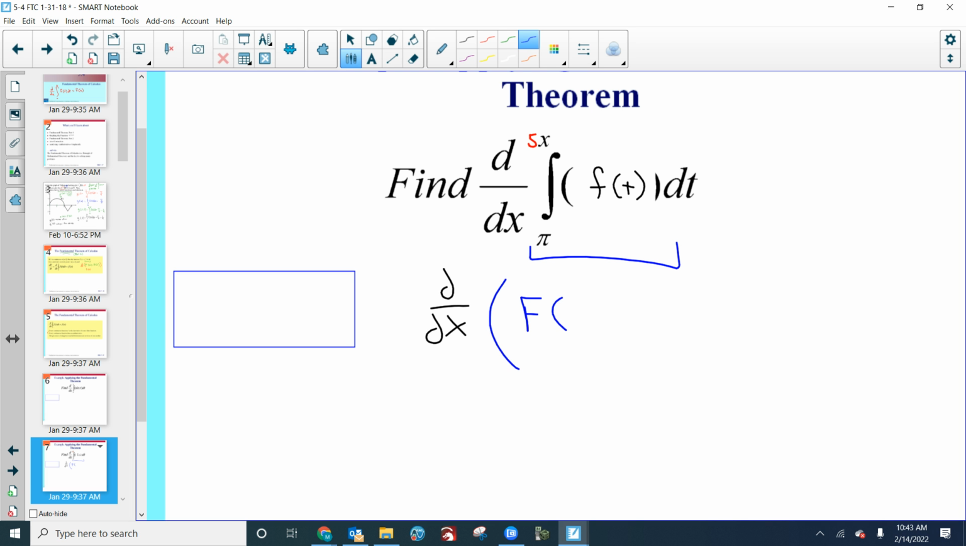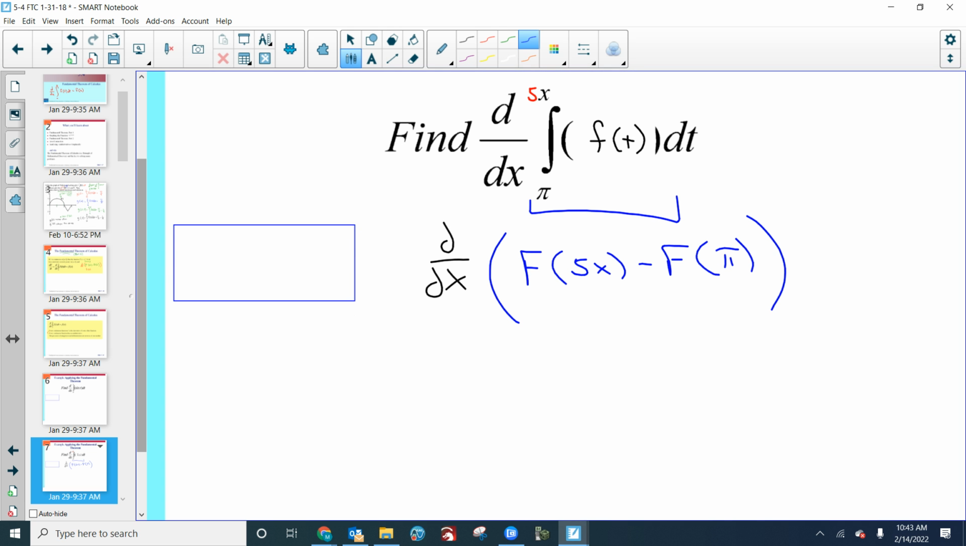All right, capital F of 5x minus capital F of pi. Blue, area function. Blue, area function. I don't know what it is. They didn't tell us what f is. But we're taking the derivative. Here we go. What's the derivative of capital F of 5x?